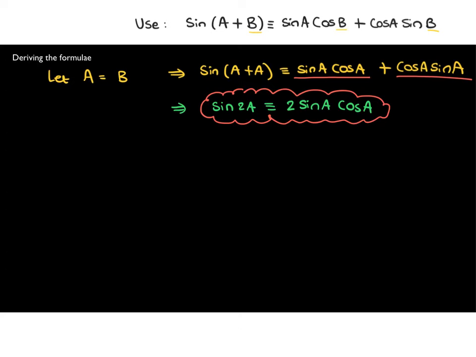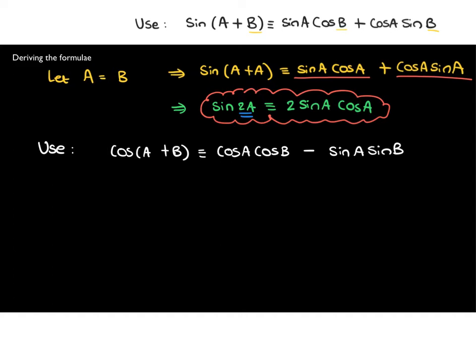Now, why is it called a double angle formula? Because of the 2A here. So we're now going to use a different identity. We're going to use cos of A plus B this time, which we know is equivalent to cos A cos B minus sine A sine B. You have to be a little bit more careful with the cosine compound angle formulae. So again, we're going to let A equal B. So everywhere there is a B, I will replace it with an A.